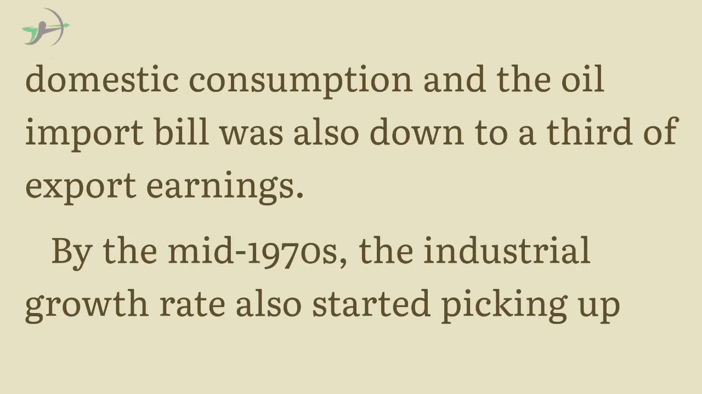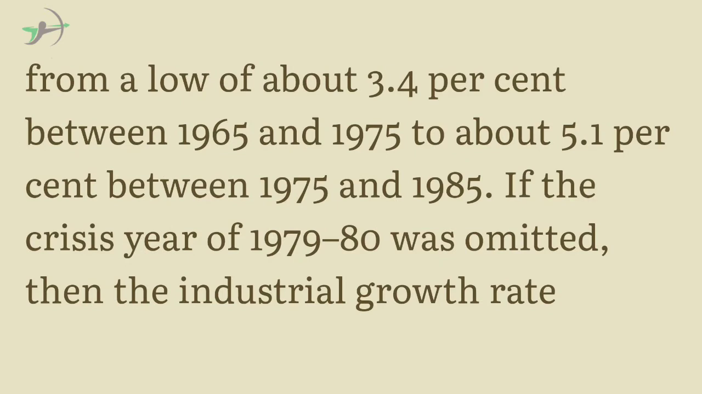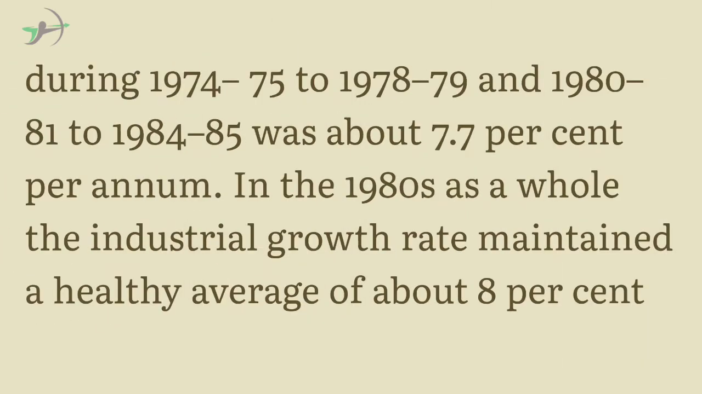By the mid-1970s, the industrial growth rate also started picking up from a low of about 3.4% between 1965 and 1975 to about 5.1% between 1975 and 1985. If the crisis year of 1979-80 was omitted, then the industrial growth rate during 1974-75 to 1978-79 and 1980-81 to 1984-85 was about 7.7% per annum.